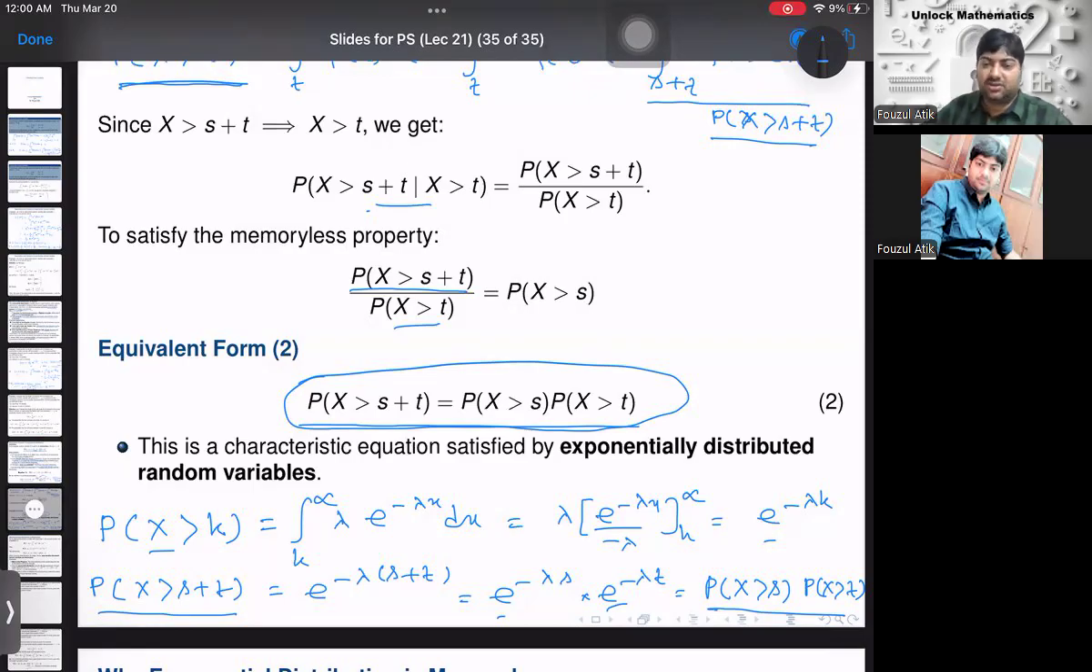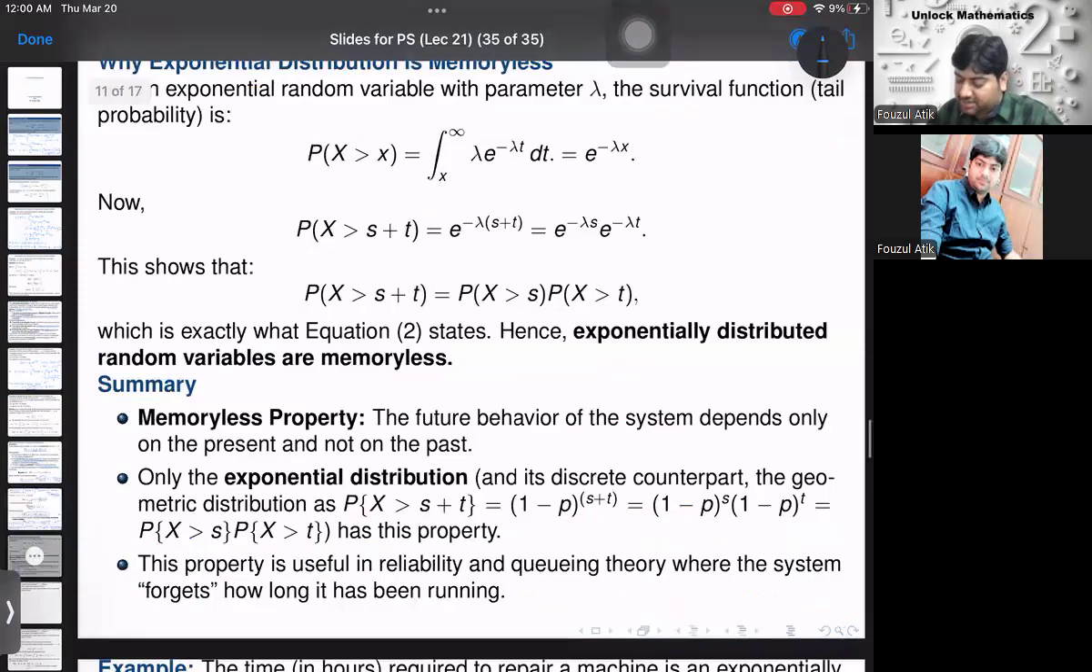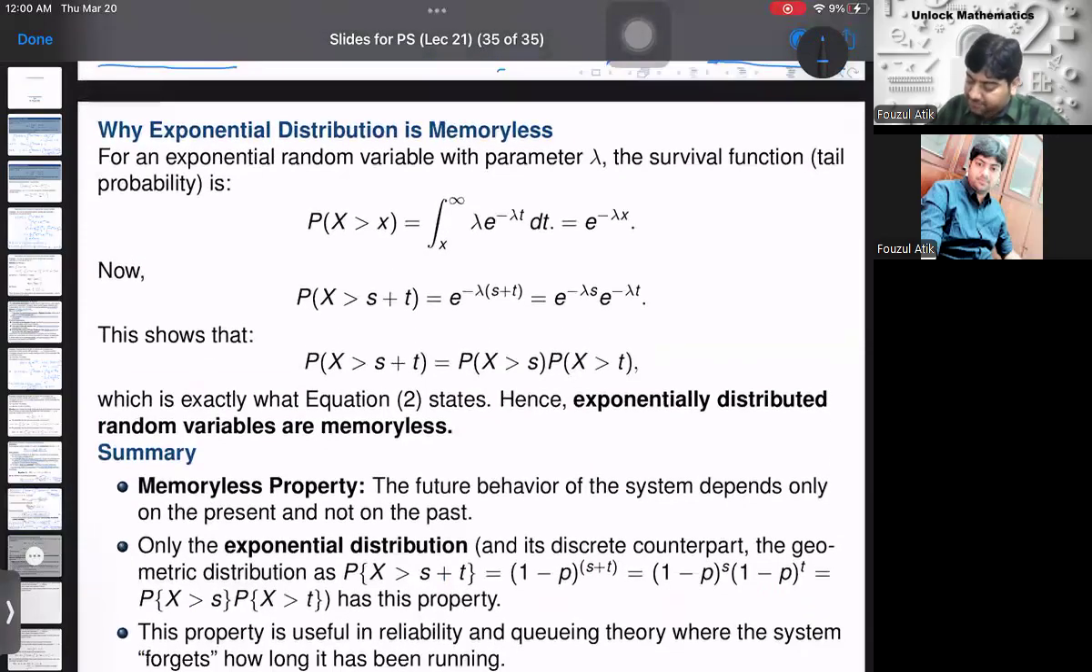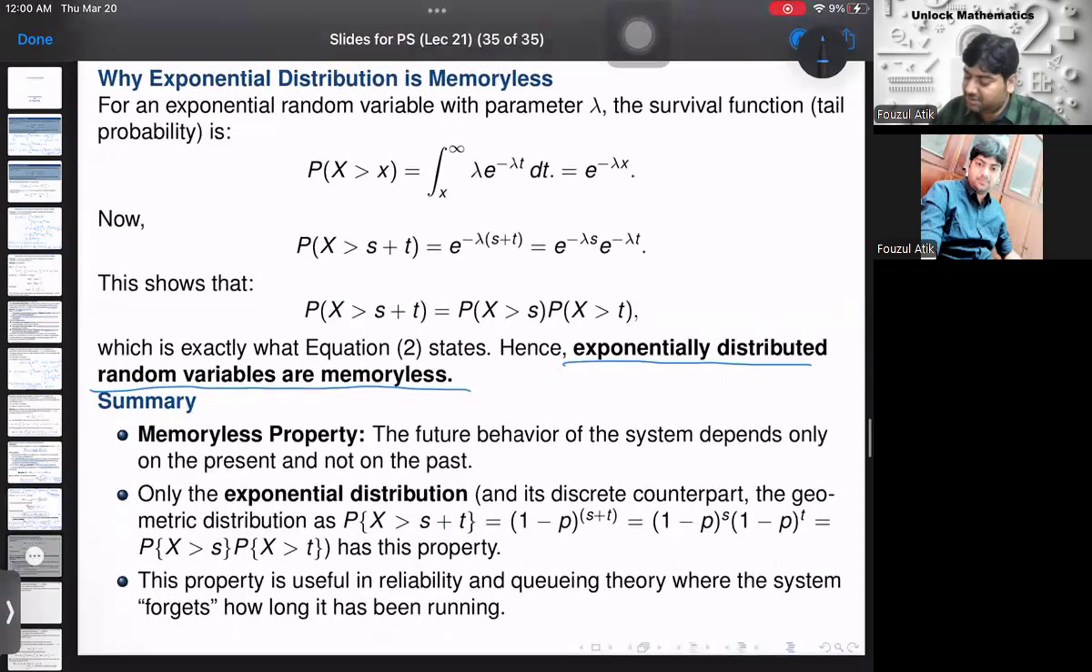I hope it is clear. So we understood that an exponential random variable follows the memoryless property. Exponentially distributed random variables are memoryless. Right, so the future behavior of the system depends only on the present and not on the past because it does not keep its memory.